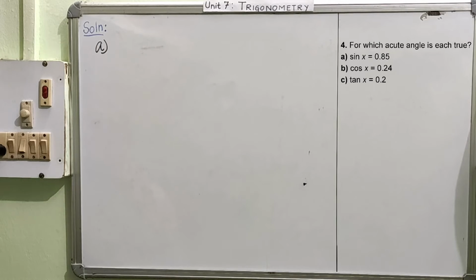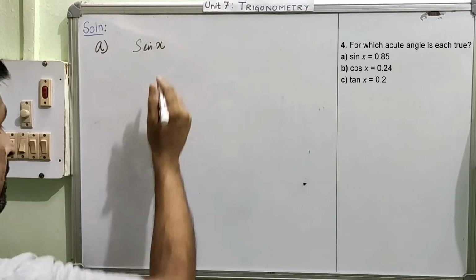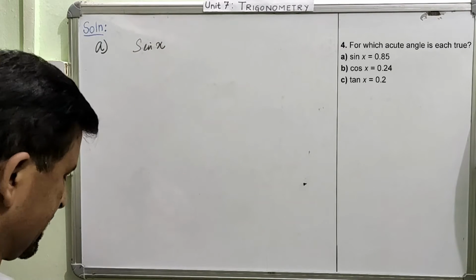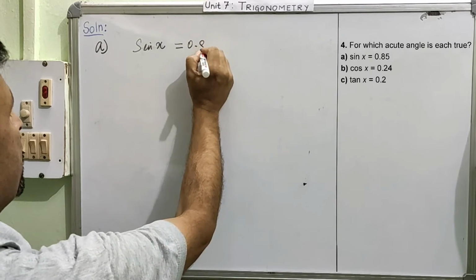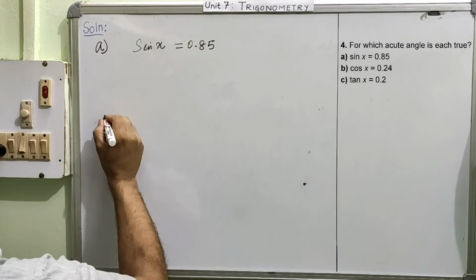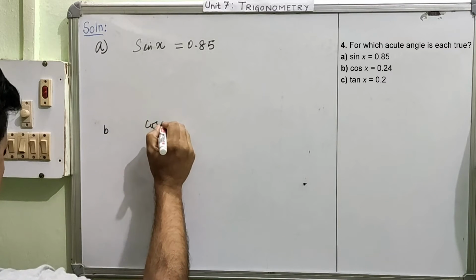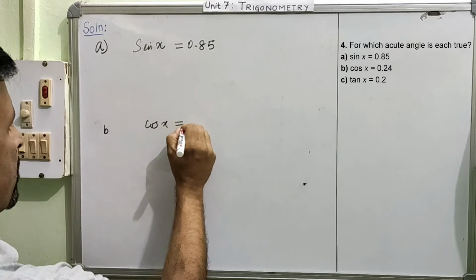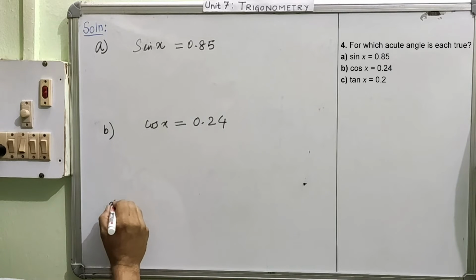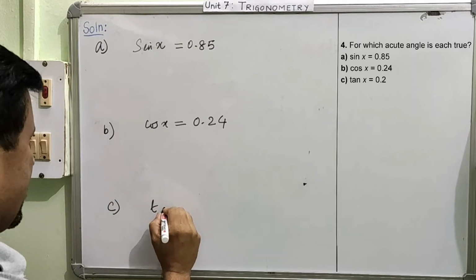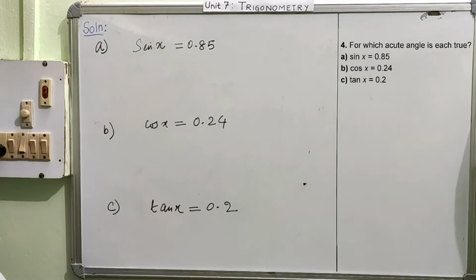Question number 4: sine of x is given as equal to 0.85. I will write all three questions first. B is cos x is equal to 0.24. And then the last part is tan x is equal to 0.2. So this is your question, right?